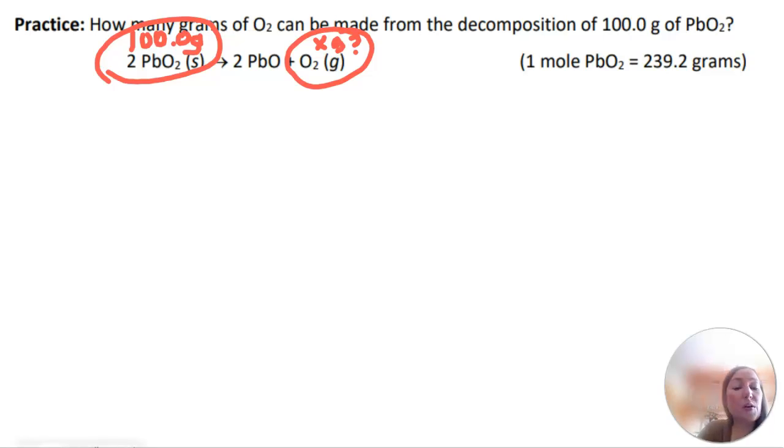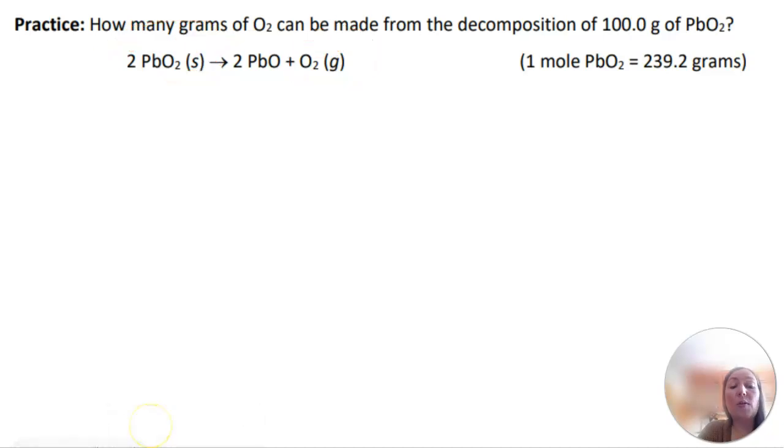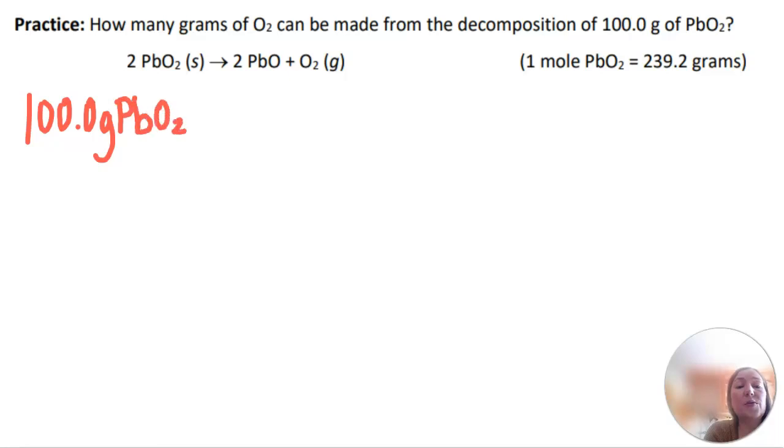Okay, so how can we get started? Well, let's just write down our known. Let's write down 100.0 grams PbO2. And let's put it over 1.